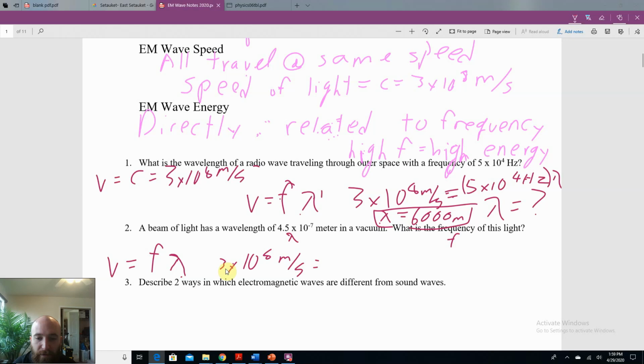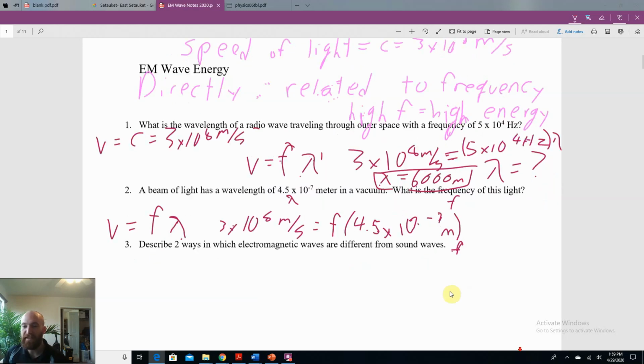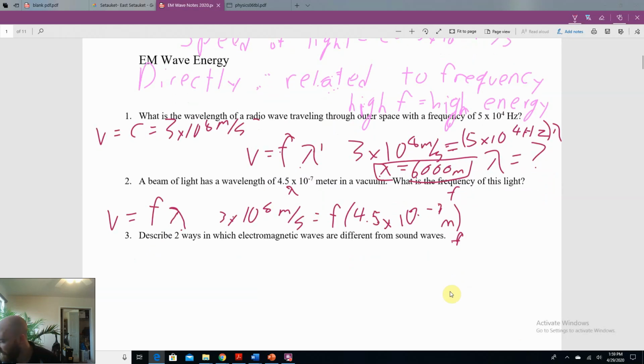Equals, okay, now we're solving for f, but we know the wavelength. That says 4.5 times 10 to the negative 7 meters. Okay, solve for this one, and you do get a really big number. Light goes back and forth very quickly. So fast that we can't see light wiggle back and forth. We interpret it as a color. I got 6.67 times 10 to the 14 hertz.